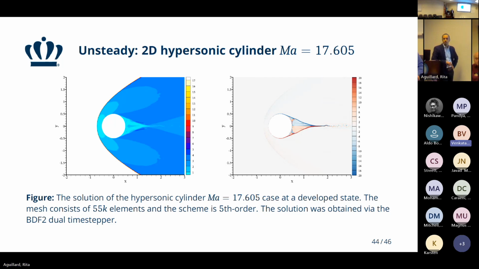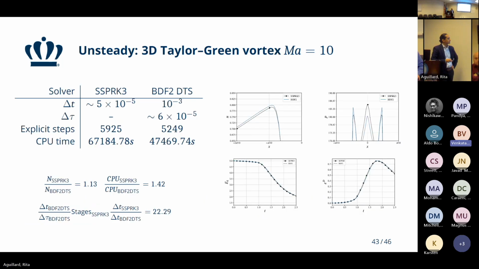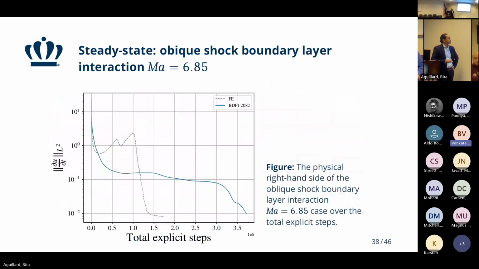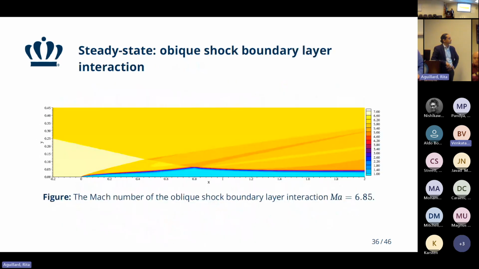Can you go to the flat plate boundary layer? I mean, the oblique shock boundary layer interaction. Yeah, this one. You mentioned how many grid points did you have for this case, and what is the resolution and what is the Reynolds number for the boundary layer?